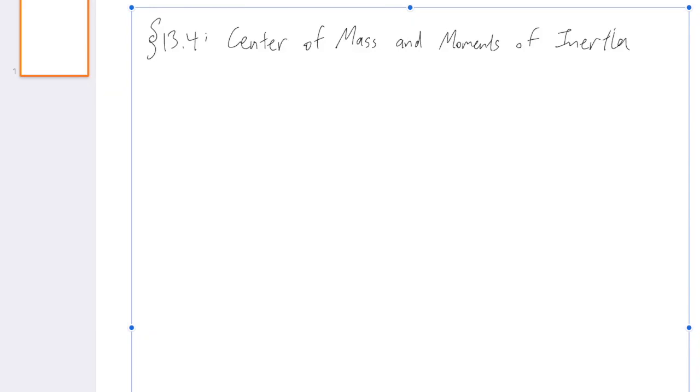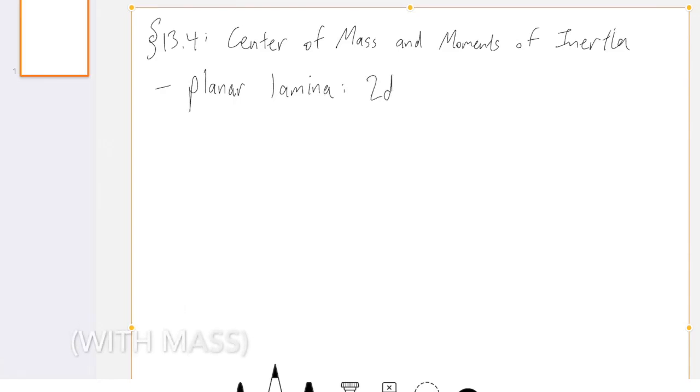Hi guys, welcome to 13.4, Center of Mass and Moments of Inertia. In this section, we're going to find the center of mass and moments of inertia of this thing called a planar lamina. And all this is just a 2D region. So it could be any shape, some weird shape, it could just be a triangle like this.